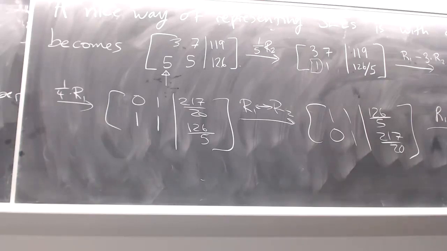Right, so again, this 287 over 20 just comes from 126 over 5 minus 217 over 20. Okay, so then your final answer would just be x is 287 over 20, which is 1435. And y is 217 over 20, which is 1085.